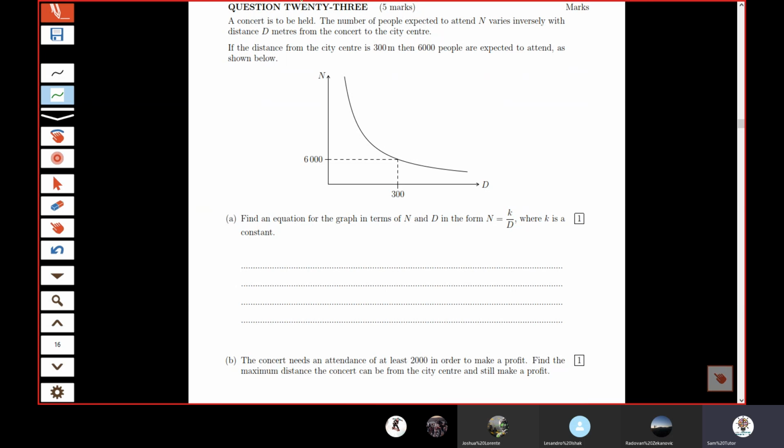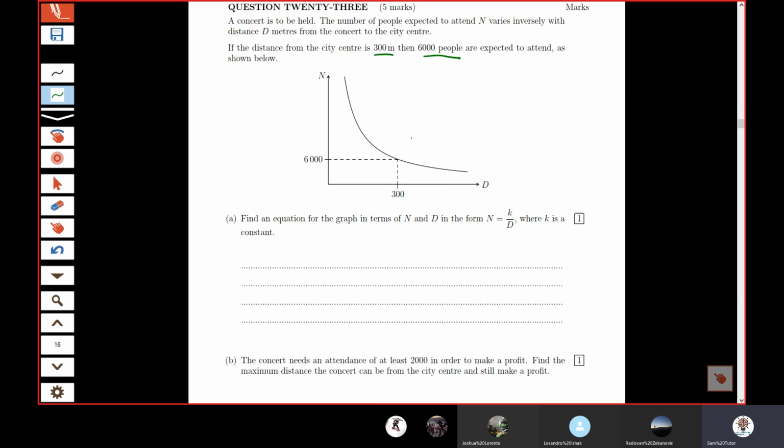All right, here we go. A concert is to be held. The number of people expected to attend, N, varies inversely with the distance, which you can see through the half hyperbola. If the distance from the city centre is 300 meters, then 6,000 people are expected to attend. So when D is 300, N is 6,000. Find an equation where K is a constant. Very easy, sub it in.